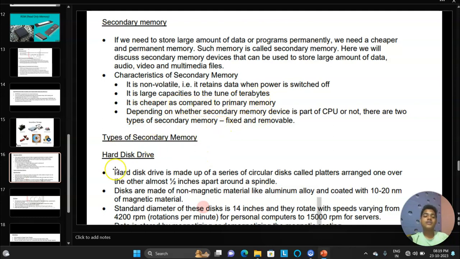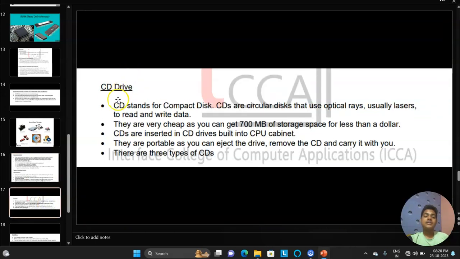Types of secondary memories: hard disk drive. A hard disk drive is made up of a series of circular disks called platters, arranged one over the other almost 1 to 2 inches apart on a spindle. The disks are made of non-magnetic material like aluminum foil, coated with 10 to 20 nm of magnetic material. And the next type is the CD drive.